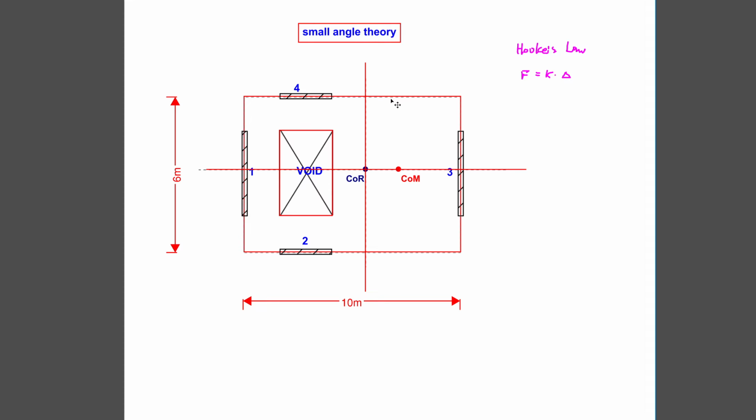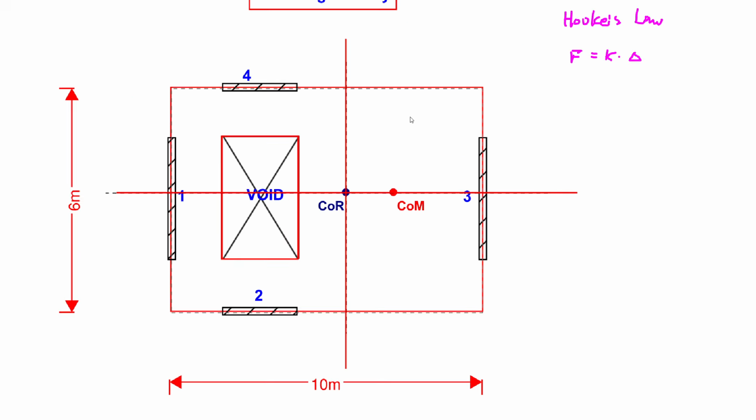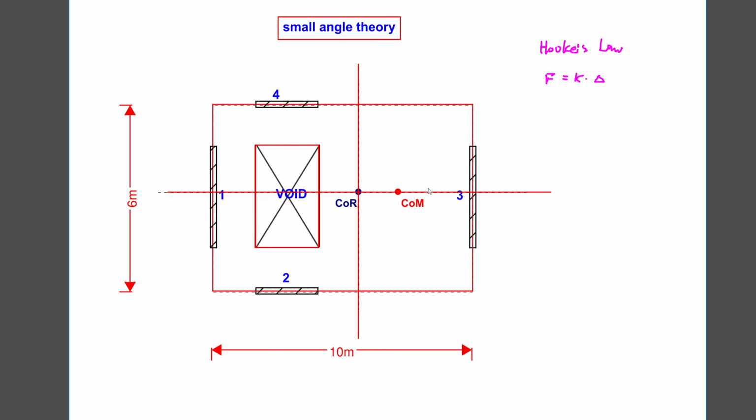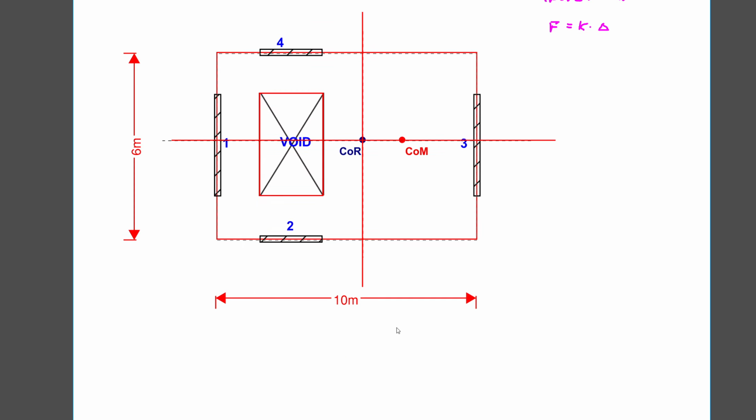We have a floor plate here. I have laid out the axis, just horizontal and vertical lines, to point out my center of rigidity is here. And you can see that I have a small dashed line behind it, and this is where I'm going to show you what happens when the floor plate has a torsion.